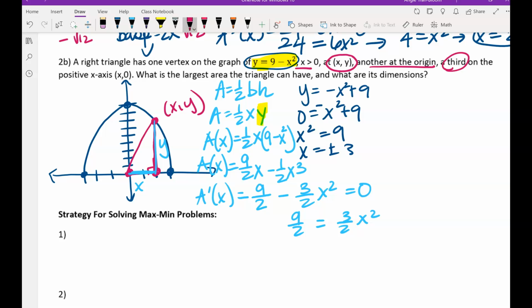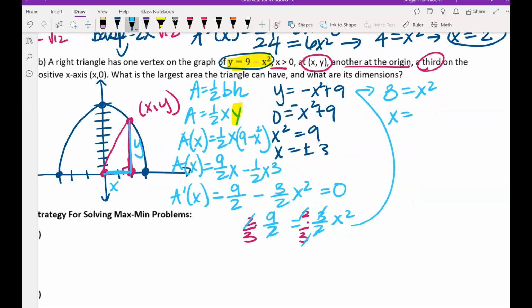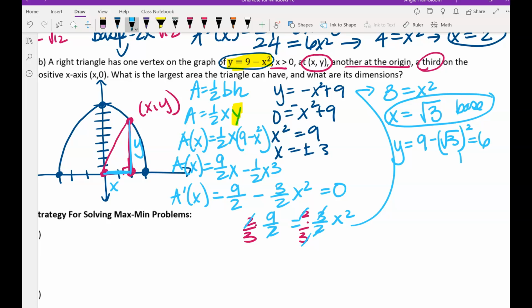Let's get rid of 3 over 2 by multiplying by 2 over 3. Cancel, cancel. 9 divided by 3 is going to be 3. So 3 equals x squared, x equals rad 3. If this were not an application, you would need plus or minus, but x represents the base, so I got my base. The height represents y, so it's going to be 9 minus rad 3 quantity squared, so that's 6. So this is your height.